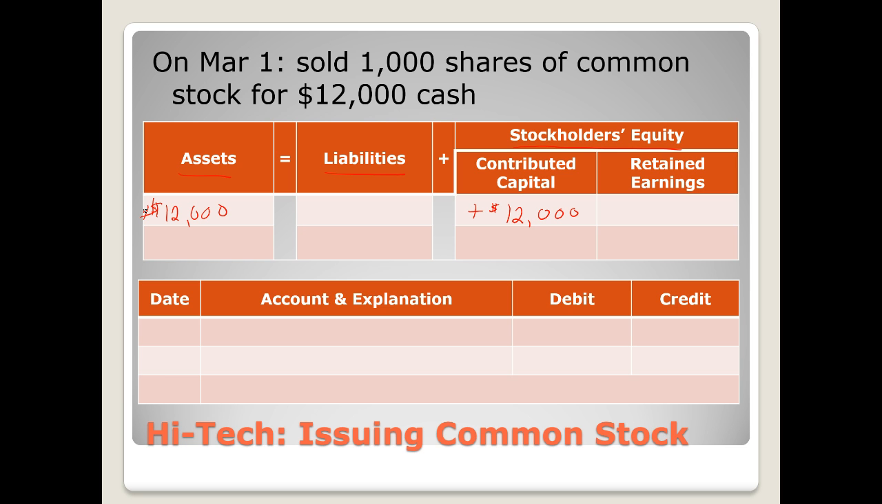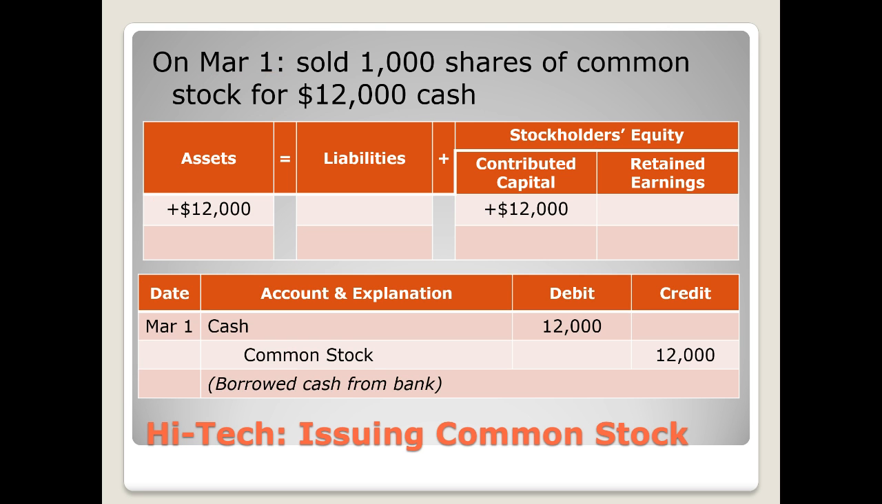Now, if you were going to journalize this, first off, what was the date? Yes, March 1st. What account? We know there was an asset account, and I said it was cash. And we know contributed capital was affected, and that's the common stock account. Which one received the debit? Well, it would have to be the increase in the asset account, right? So cash had an increase, and that's a debit of $12,000. And common stock had an increase, and that would be a credit of $12,000.